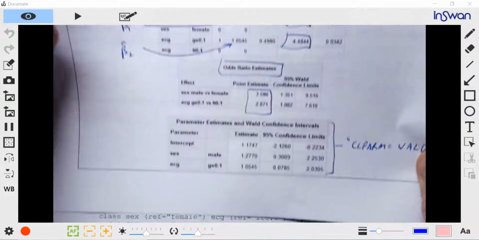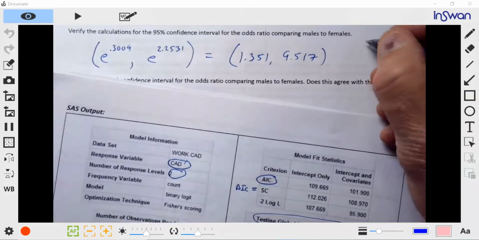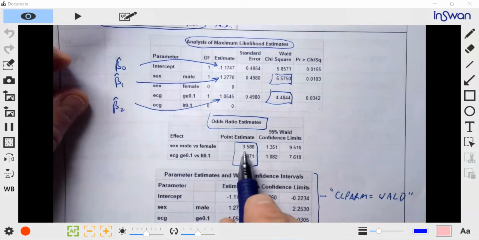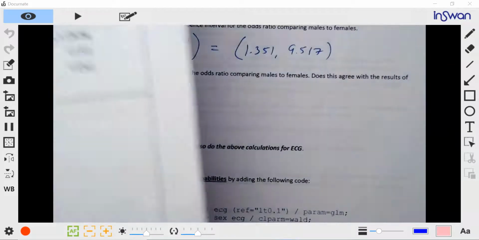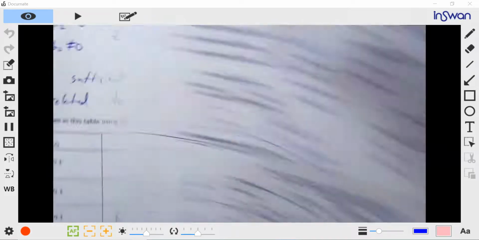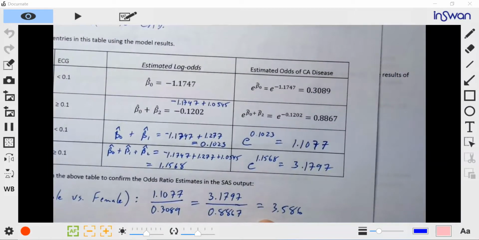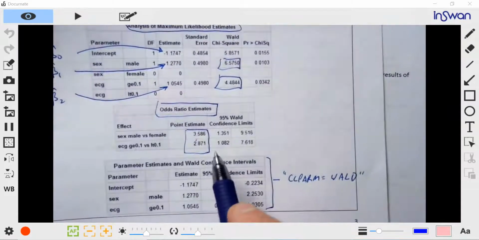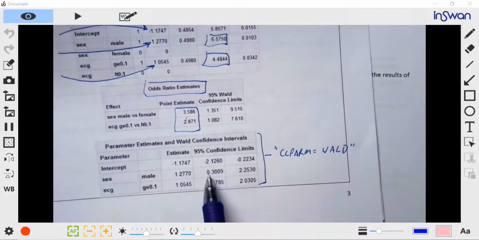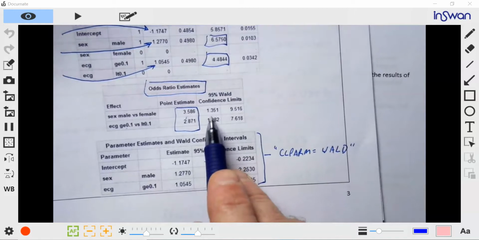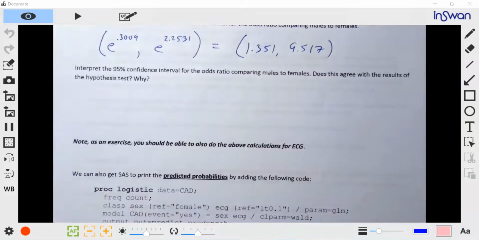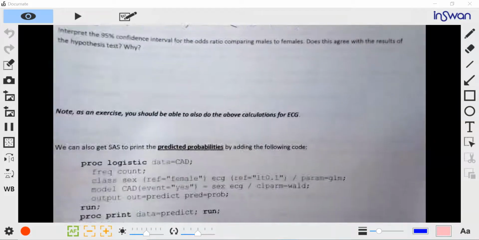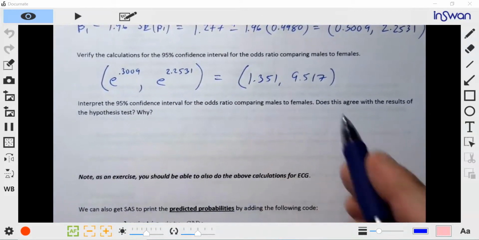Which again, if we look back at our output, here are the odds ratio estimates. If I take e to the beta 1, I'll get 3.586. I think we showed that on the previous page here. And if I take e to each of the confidence limits for the beta, I'll get 1.351 to 9.516, which is basically what I got. It's subject to some rounding here, but it's basically what I got when I did it myself.